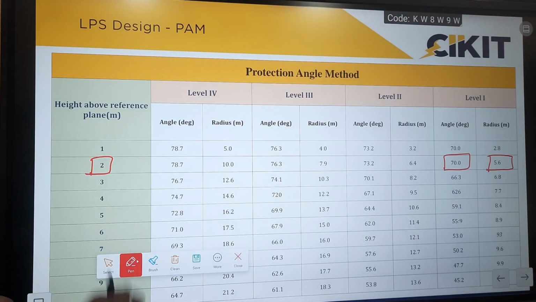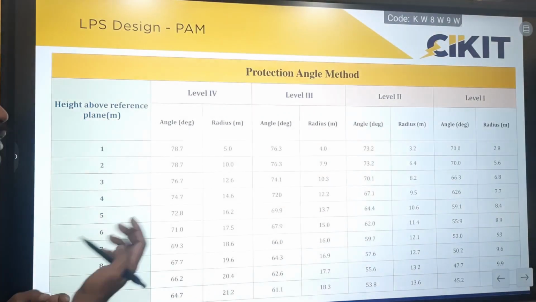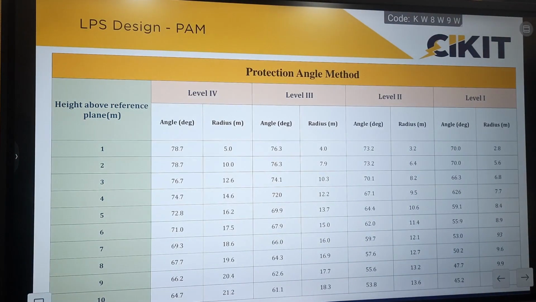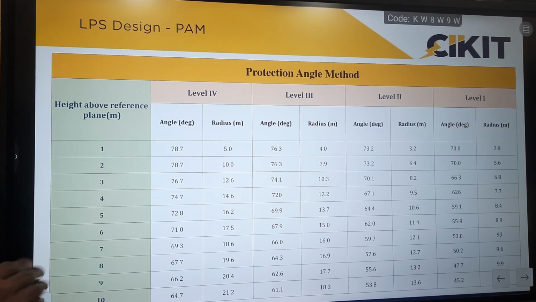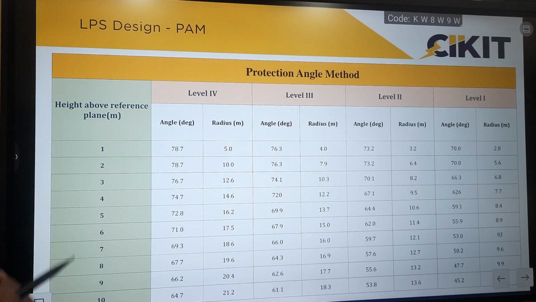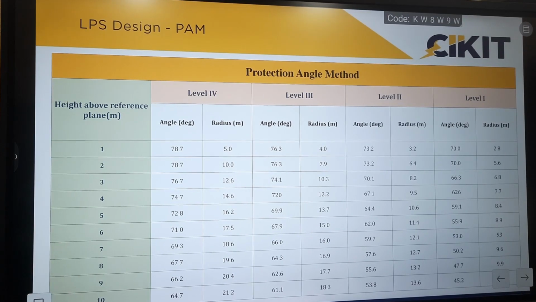So this method is called the protection angle method, and the limitation of this method is that it is very difficult to perform the design for complex structures. Earlier the buildings were in the shape of either square or rectangle, but nowadays the building shapes are very complex to explain. So this method is very difficult to use for designing complex structures.